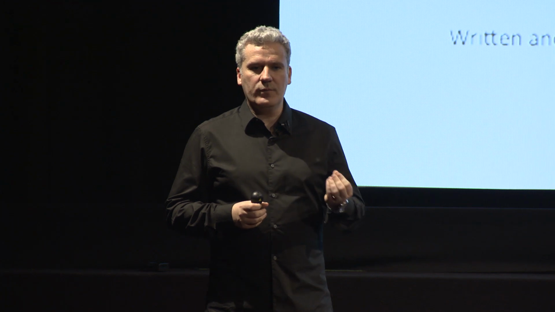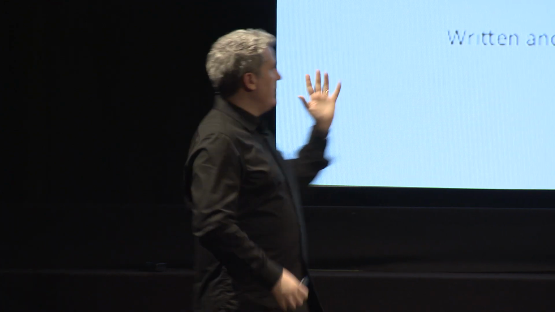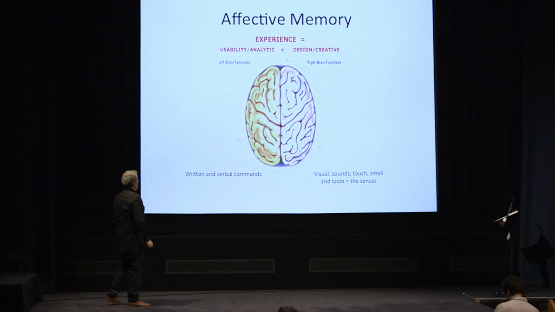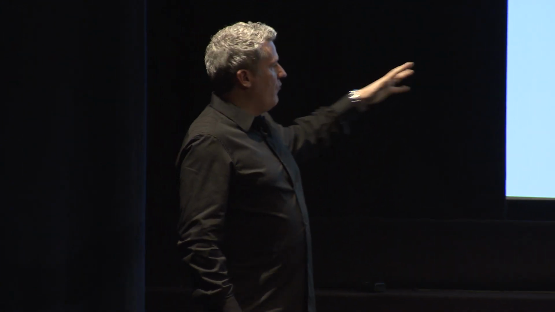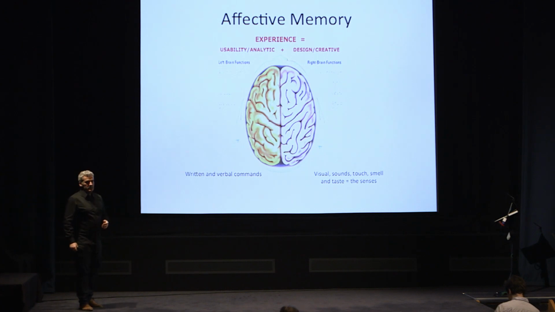So basically, what you have to understand is how the brain works, because in order to become emotional, you have to work with the way that the brain works. If we look at the brain here, we've got a right side and a left side. The left side is more logical and analytical. It's the part of your brain where you're trying to work out logical problems, and the way that it is triggered is through written and verbal commands.